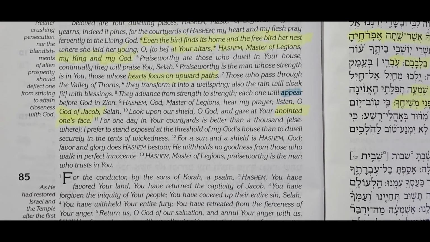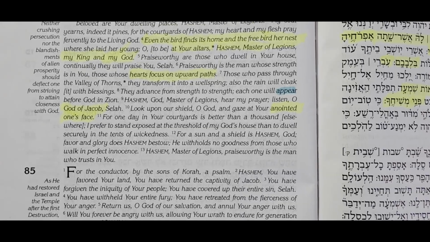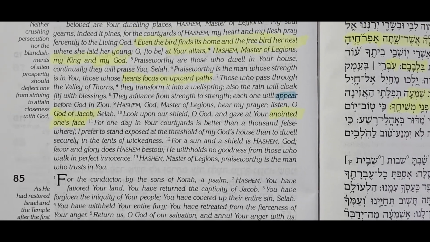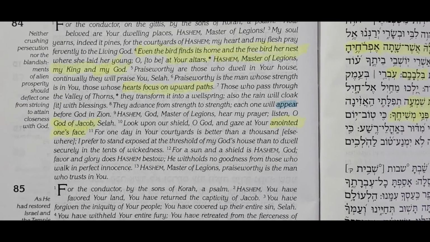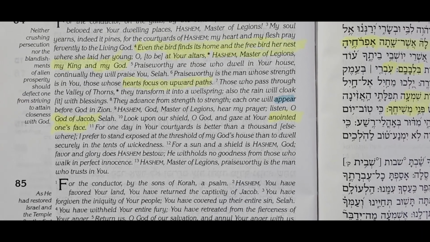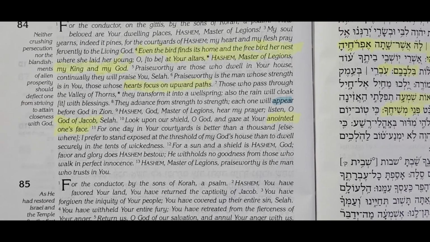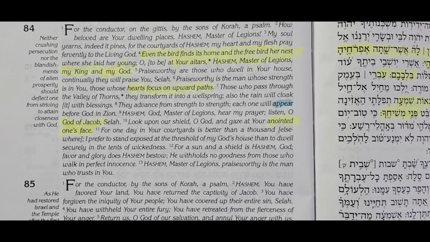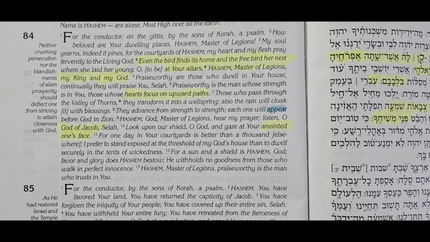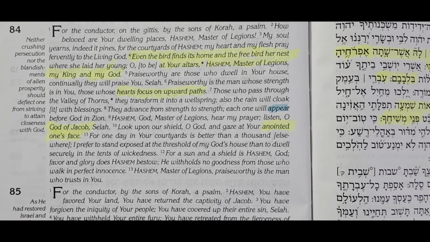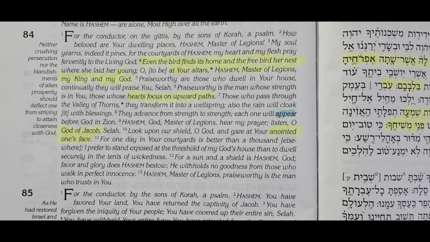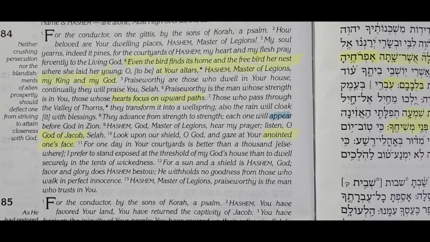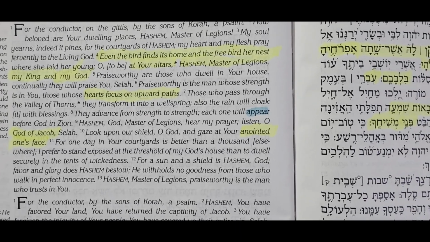And the heart is Tiferes, those who pass through the valley of thorns, right? Malchut, thorns and thistles. They transform it into a wellspring, right? Also the rain will cloak it with blessings. They advance from strength to strength. Each one will appear before God in Zion. Hashem, God, Master of Legions, hear my prayer. Listen, O God of Jacob. Selah. Look upon our shield, O God, and gaze at your anointed one's face.